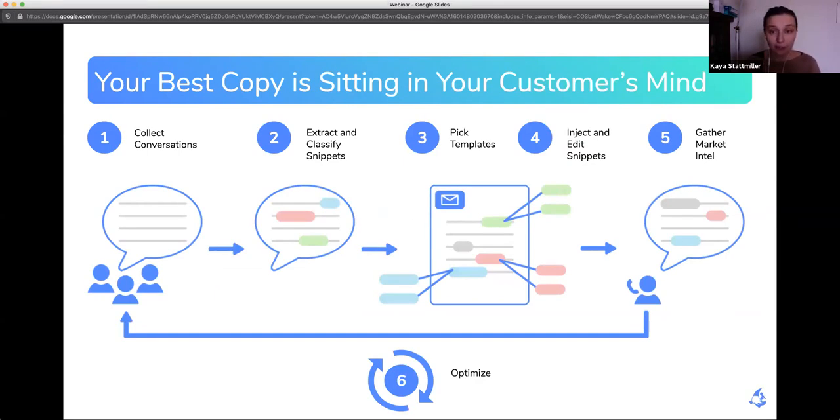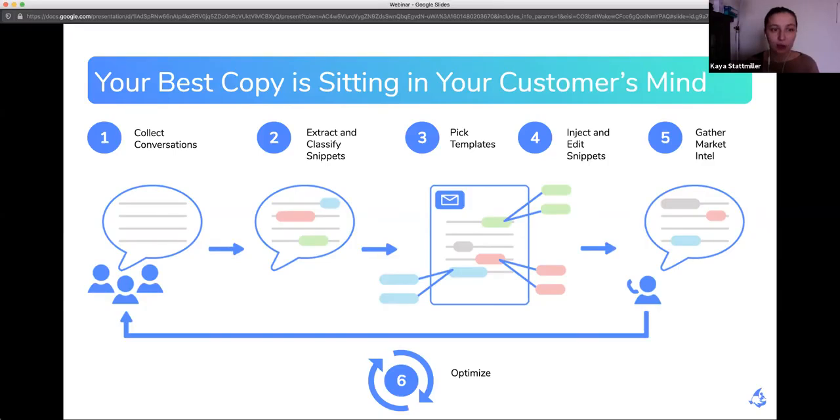The framework that I'm going to introduce, right now I just want to talk about it very briefly, maybe take some questions, and then I'm going to dig deeper into each of the 6 points. So how do you get this copy from your customer's mind?